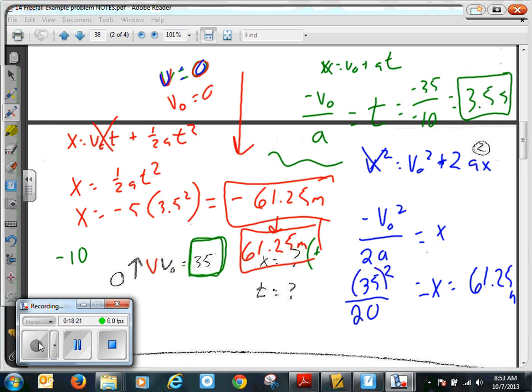I forgot to show that since I subtracted this whole thing right here, this negative is not a squared part of the value on this side. It's only the actual number that's squared. This negative is retained, so then when we have our negative 20 here, we also have our negative whatever that square is, and it becomes 61.25 meters.